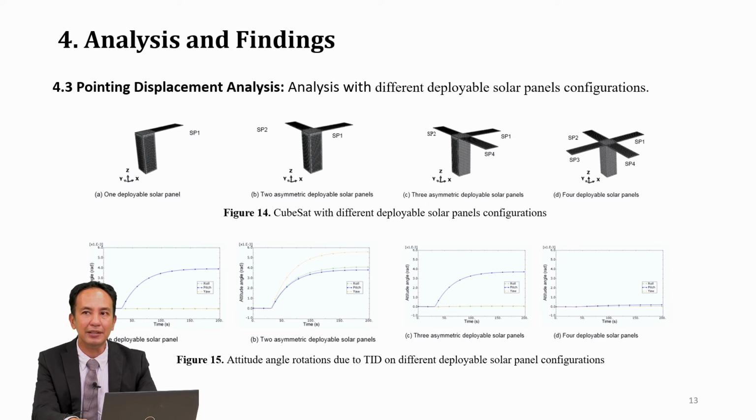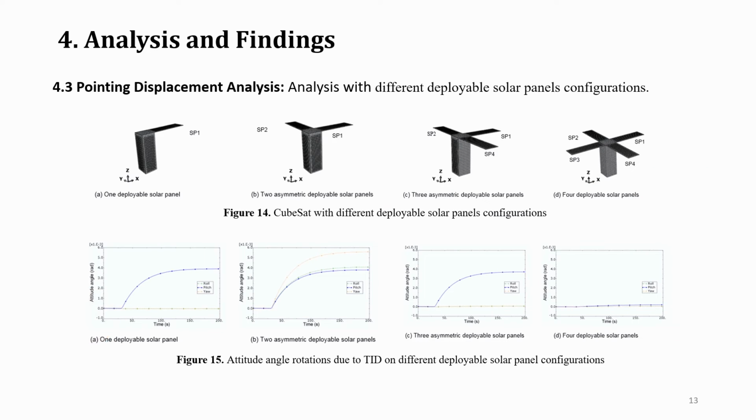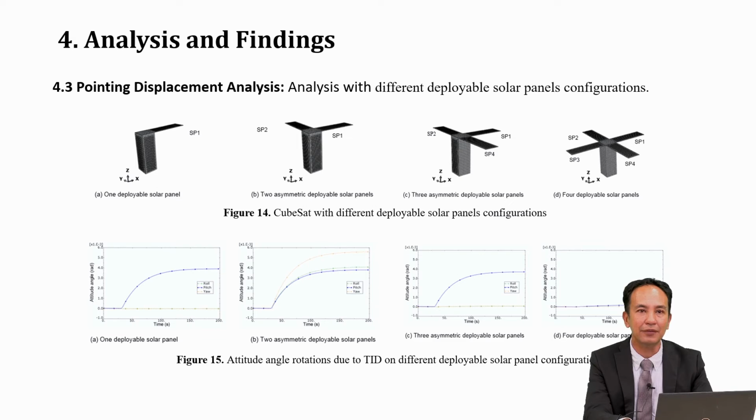The procedure is further tested on 4 CubeSat models with various deployable solar panels configuration as presented in figure 14. From there, the study made several other observations and conclusions on the level of the satellite orientation due to the TID phenomena.